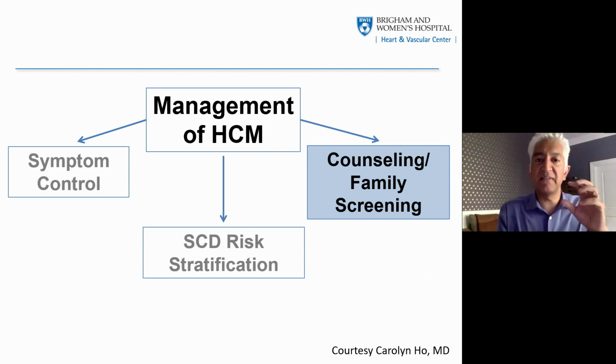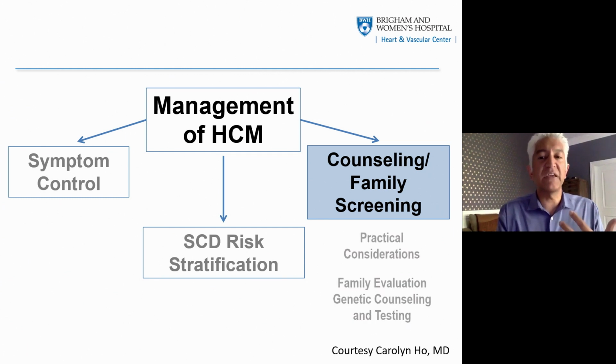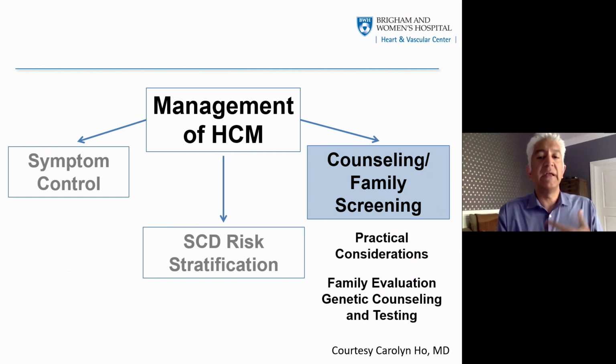Finally, this is a disease not just of the patient in front of you, but also of the family. And so counseling and family screening are critical, and we need to make sure that at least all first-degree relatives are aware of the diagnosis and undergo appropriate counseling. Some may require genetic testing, and certainly all will require clinical screening.